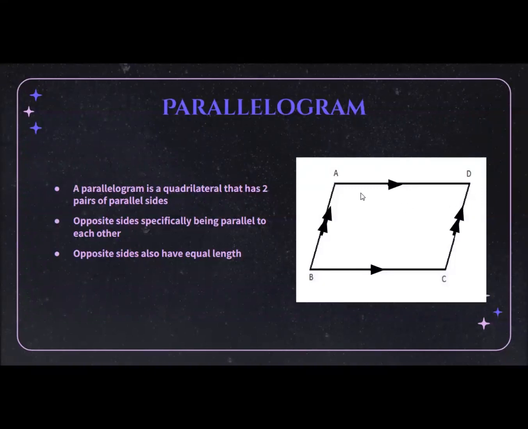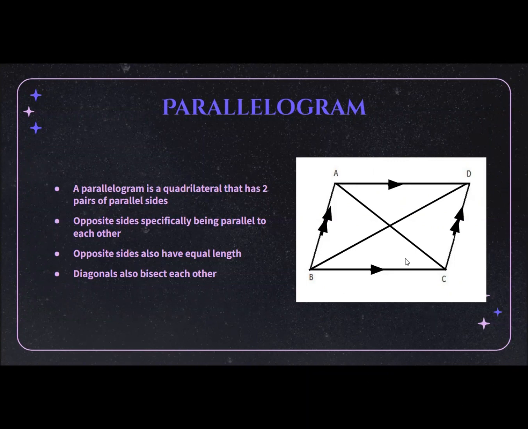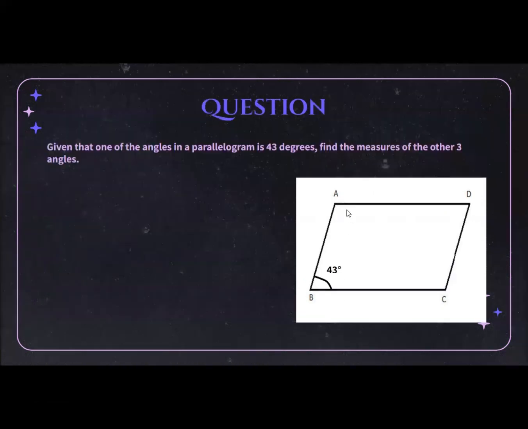So if there are 2 pairs of parallel sides, they also have to have equal length. And by the way, the diagonals also bisect each other. That just means the diagonals cut each other in half. So BD splits AC in half, and AC splits BD in half. That's basically what it means. Not too important, but it is an interesting property that they share.